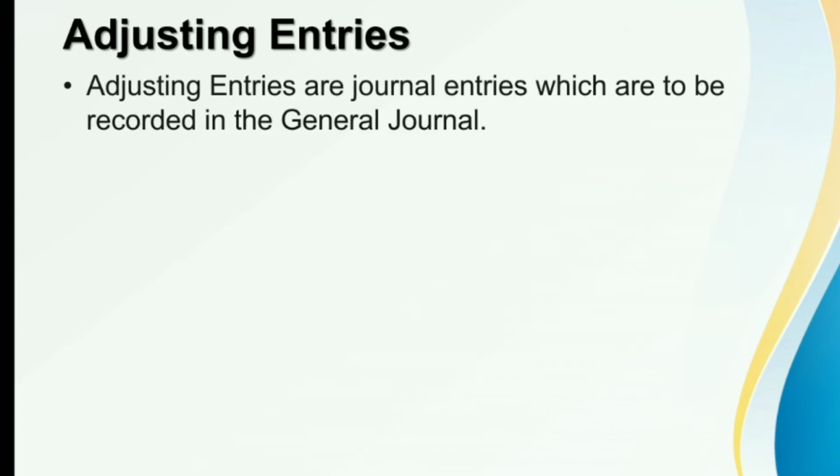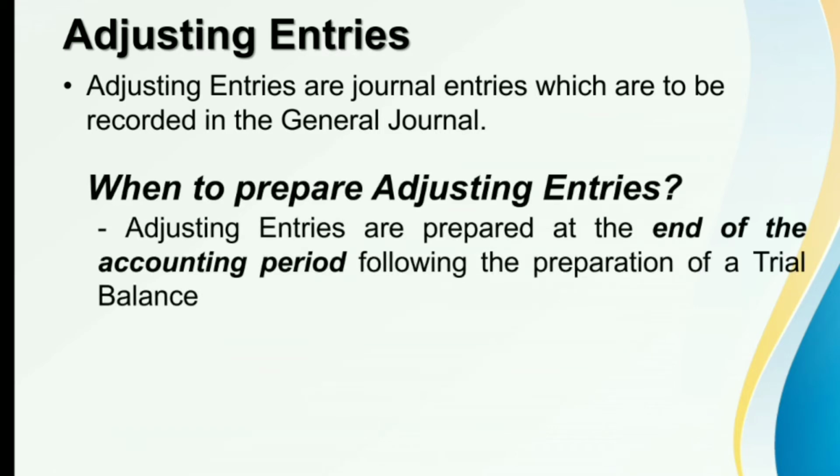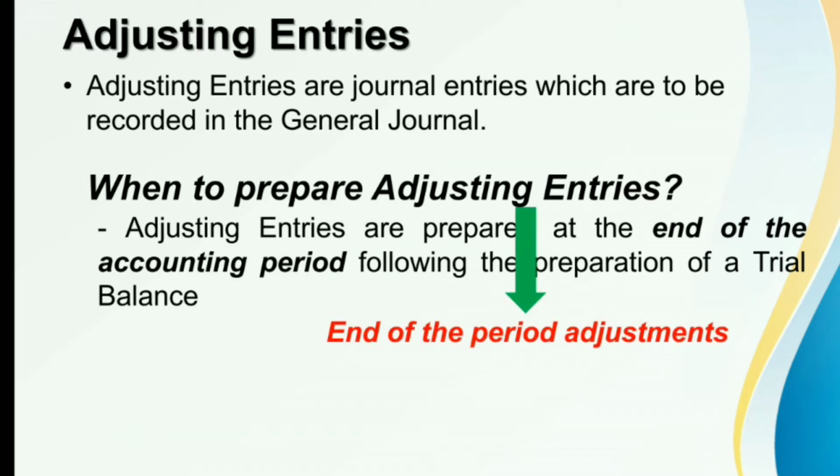So let's go back to adjusting entries. So what are they? What are adjusting entries? The adjusting entries are journal entries which are to be recorded in the general journal. So these adjusting entries are prepared at the end of the accounting period following the preparation of the trial balance. So again, the adjusting entries are prepared at the end of the accounting period. That's why they are also called end of the period adjustments.